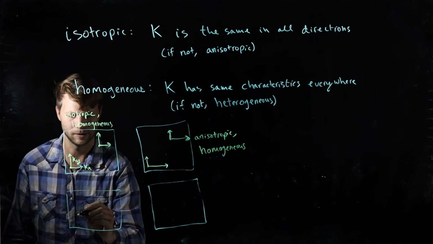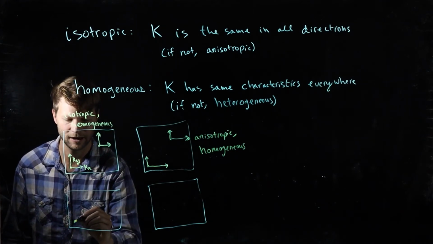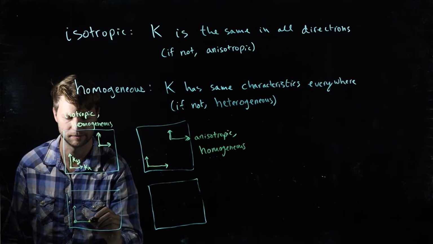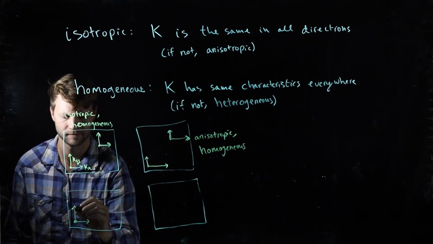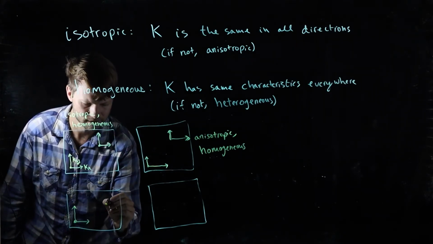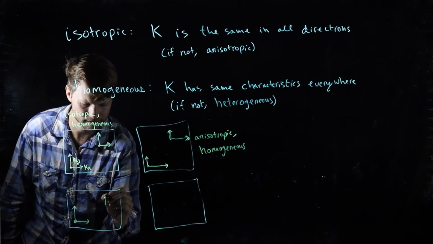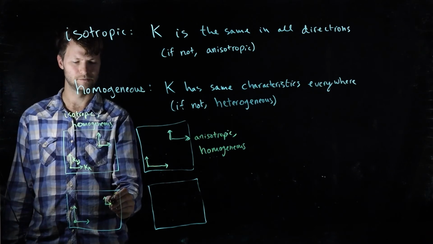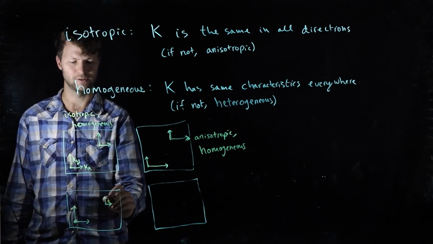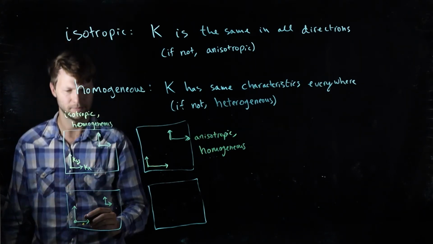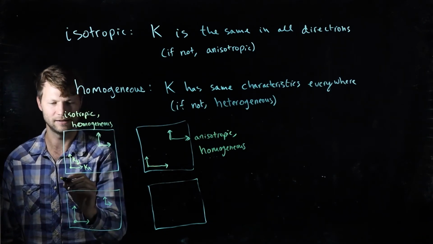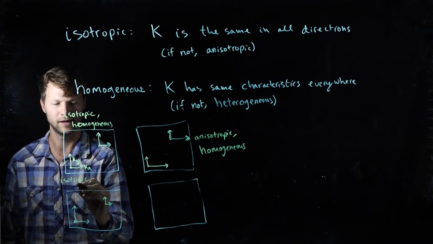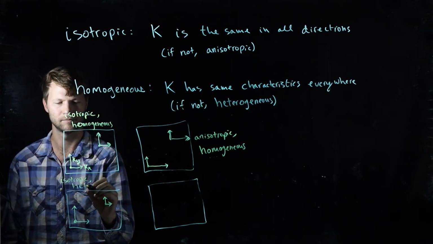Okay, I think we can see where we're going here. We now are going to have K being the same in both directions. So the direction doesn't matter. But the magnitude in any particular direction is going to shrink as you move in space. So here we've got an isotropic heterogeneous aquifer.